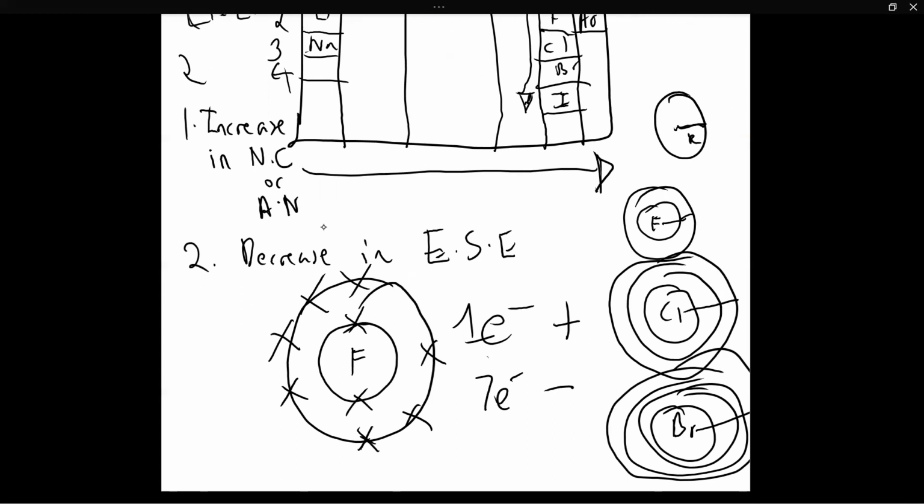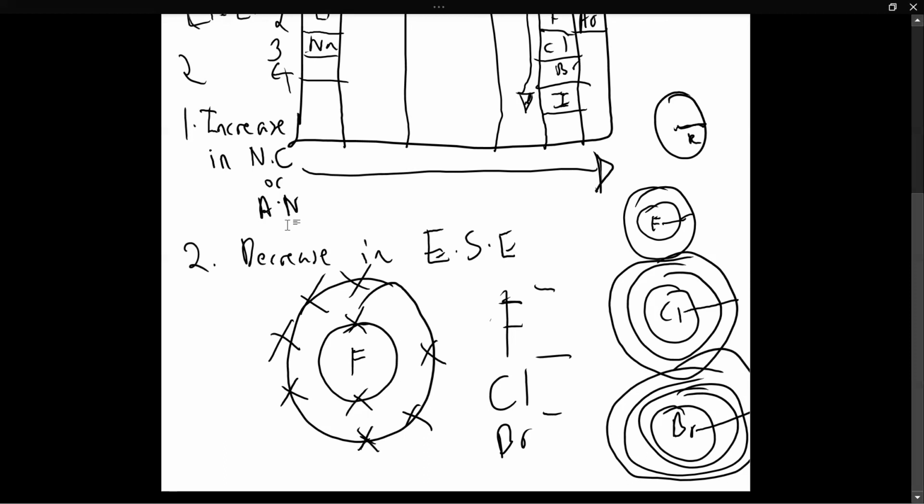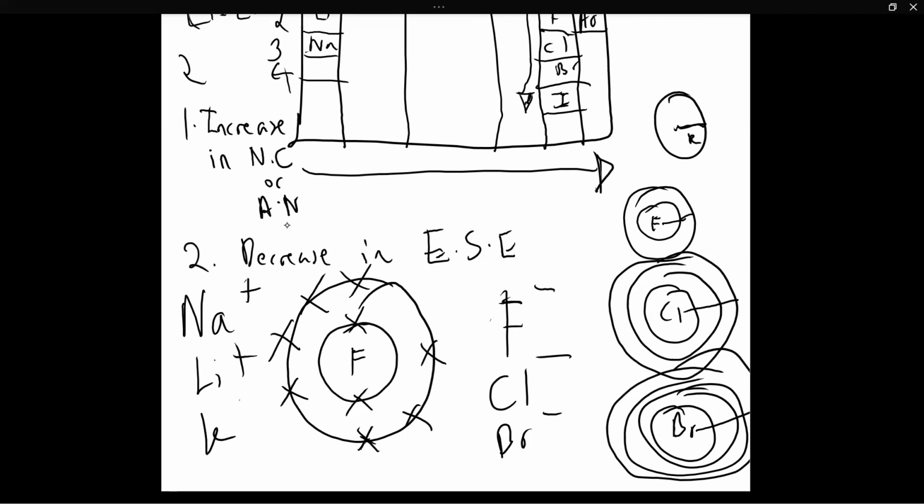Now, if you were fluorine, what do you think is easier to do? Is it easier to just gain 1 electron or to lose 7 electrons? Well, obviously, it is much easier to just gain 1 electron rather than lose 7 electrons. So fluorine would much rather opt to gain electrons than to lose them. And that's why you see halogens forming ions like F-, Cl-, or Br-, whereas group 1 metals form ions like Na+, Li+, or K+.